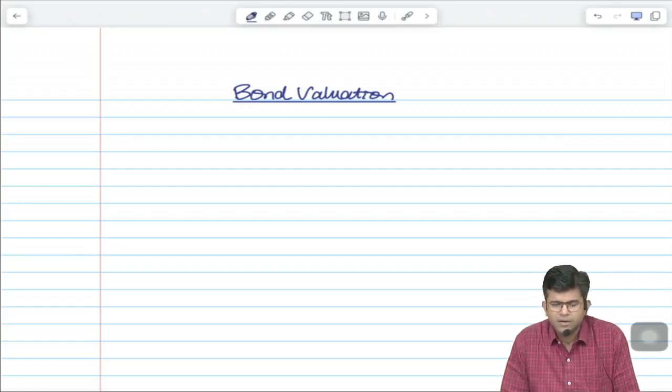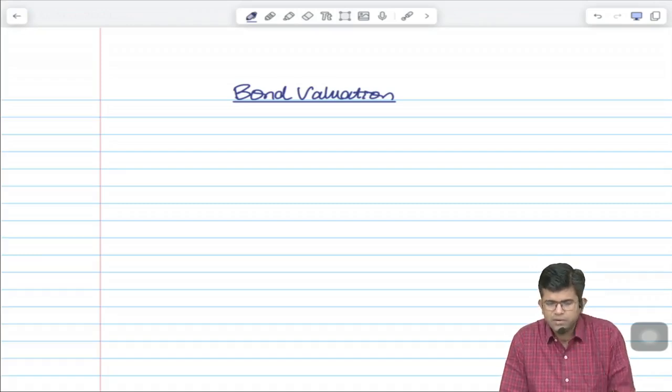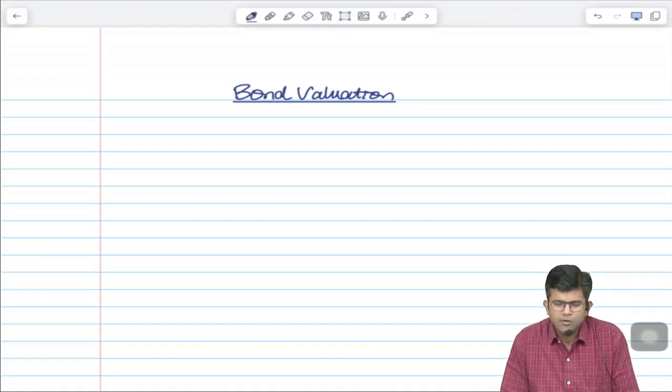Okay, all right. So bond valuation. Now what is this chapter all about? Let us try to understand. Students, first of all, what do we mean by bonds? Bonds refer to fixed income securities. Fixed income securities means what? Meaning here if you invest, can I say you will be getting fixed interest.